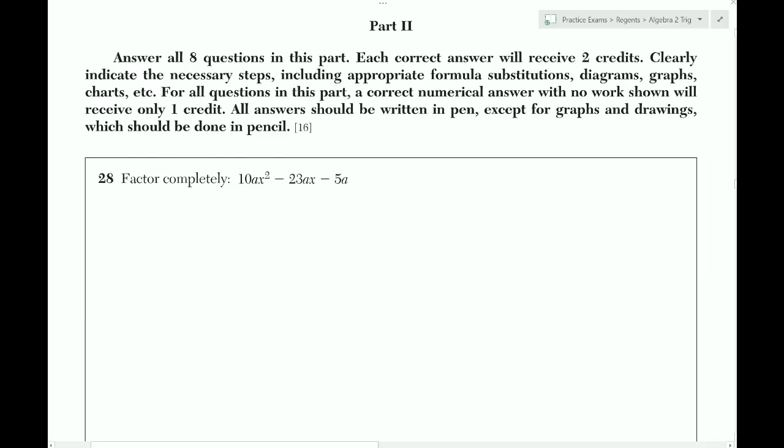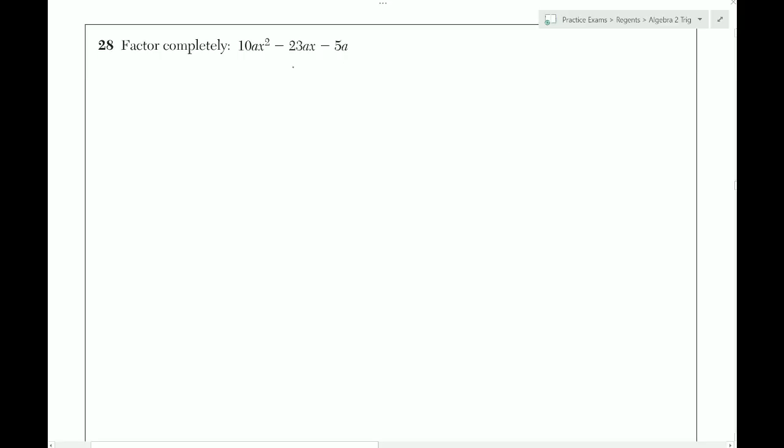Alright, so we're into the part 2s. First thing we want to do here is factoring by GCF. So we can factor out an a. We're left with 10x squared minus 23x minus 5. And from here it looks like we'll have to do some AC factoring.